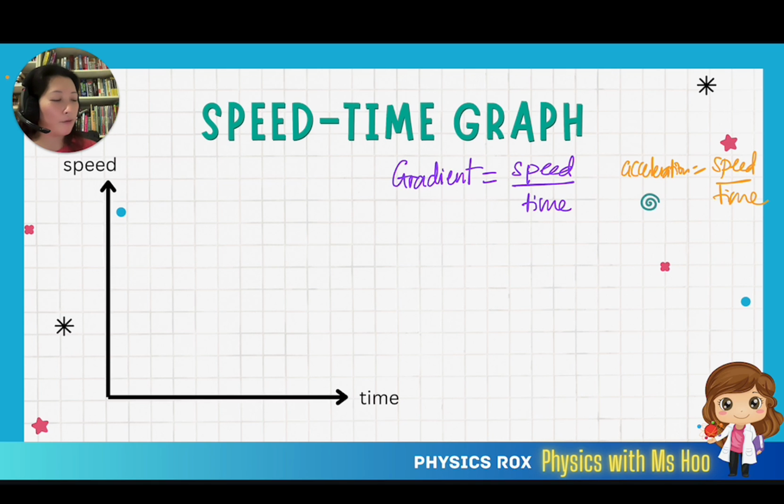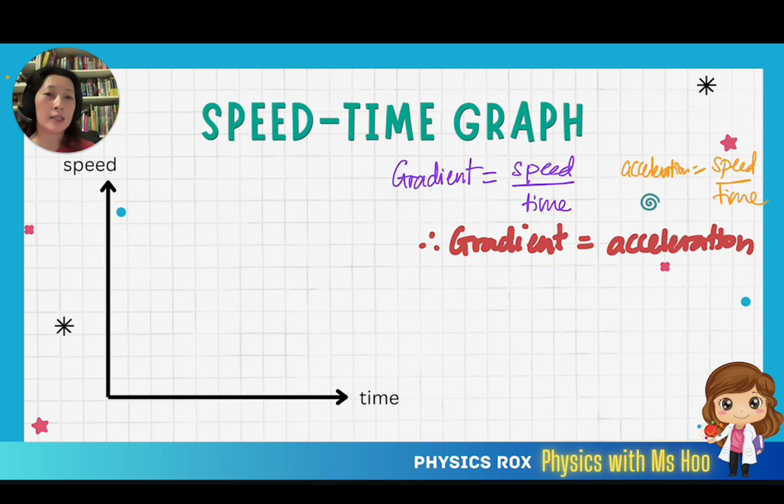So from here, you'll find that the gradient of a speed time graph is equivalent to acceleration. And just like earlier, if you want to prove this by means of the units, we can. Look at the gradient equation. We know that speed is meters per second and time is seconds. Meters per second divided by second gives us meters per second squared. Meters per second squared is the unit for acceleration. So this proves that gradient is, in this case, equivalent to the acceleration.